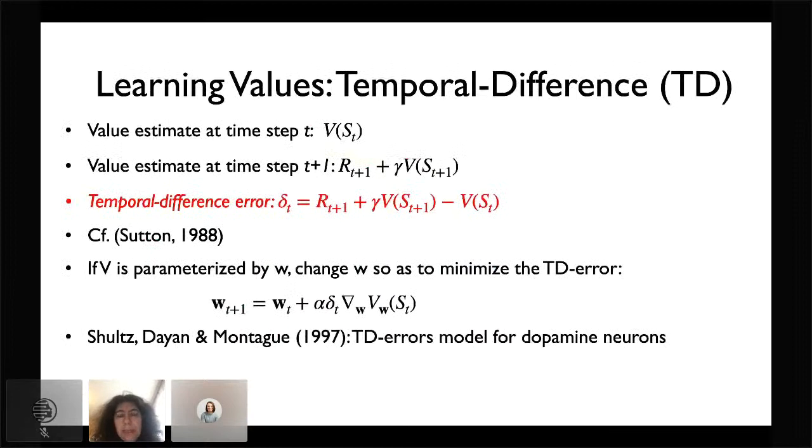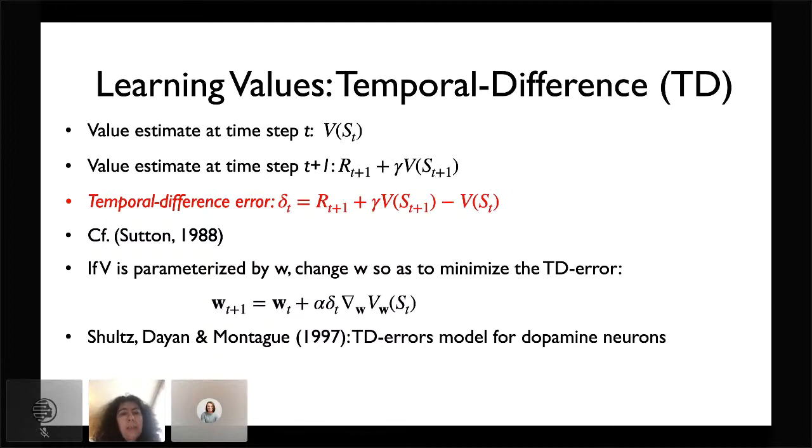So this is the basic idea behind temporal difference learning methods, which were first introduced by Rich Sutton back in 1988. They're one of the cornerstone ideas of reinforcement learning. And so in temporal difference learning, we're going to consider the value estimate at time step t, V of S_t. We're going to consider the value estimate one time step later at time step t+1. That's the reward plus gamma times the value of the next state. And then we're going to compute the temporal difference error, that's the error between these two estimates.